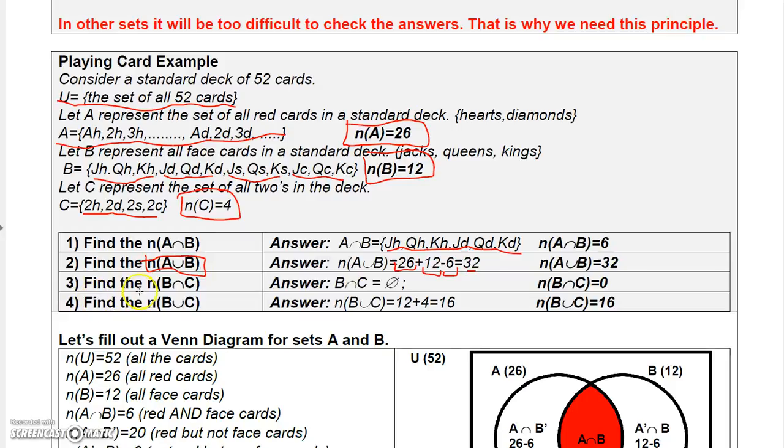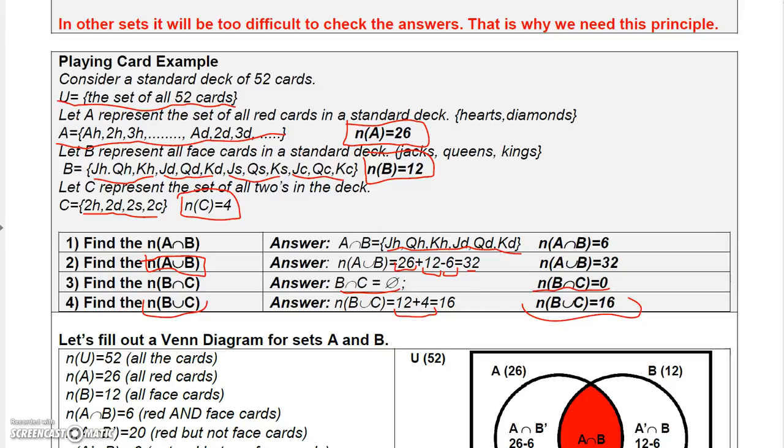And then if I want to know the number that's in B intersect C, face cards and 2s, how many cards are face cards and 2s? Well, that's an empty set, so there's 0 in that set. So if I want to know the number in the union, all I have to do is add the number that's in set B plus the number in set C. So there's 12 in set B, 4 in set C, so I get 16 for the answer.